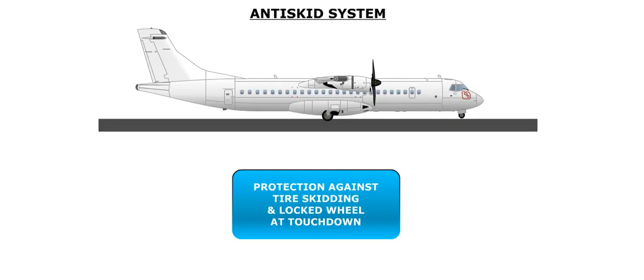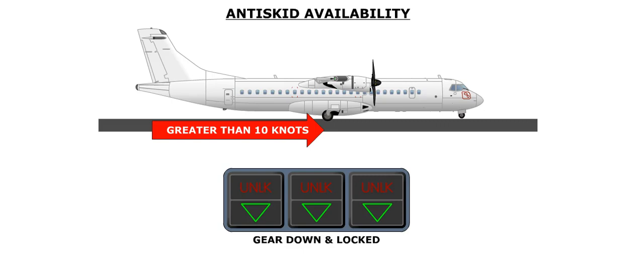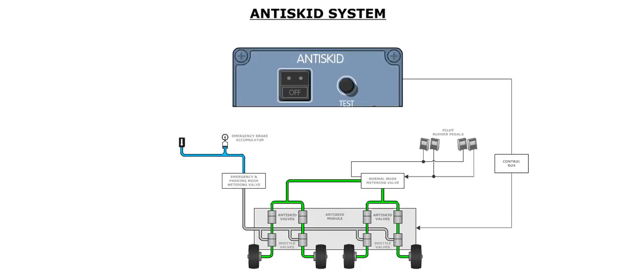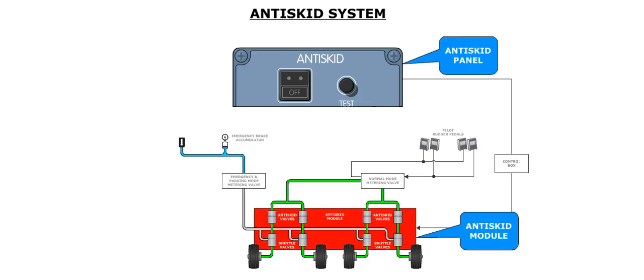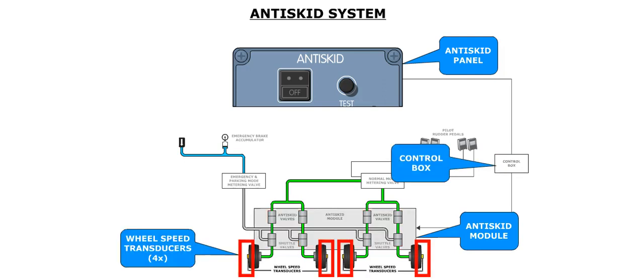An anti-skid system provides protection against tire skidding, as well as locked wheel and touchdown protection. The anti-skid system is available as soon as the landing gear is down and locked, and as long as the aircraft ground speed is greater than 10 knots. The anti-skid system consists of a control panel located on the center flight instruments panel, an anti-skid module, a control box, and 4 wheel speed transducers that measure wheel speed. There is one transducer for each main gear wheel.